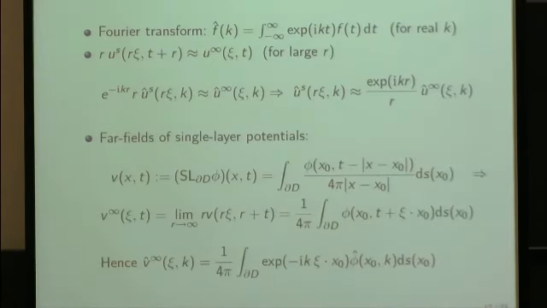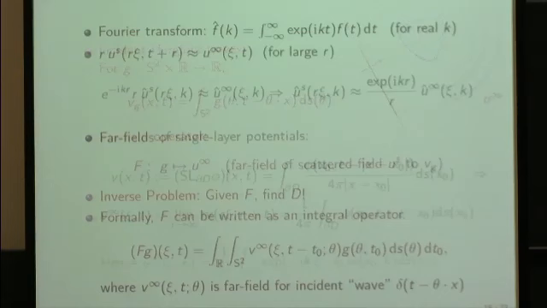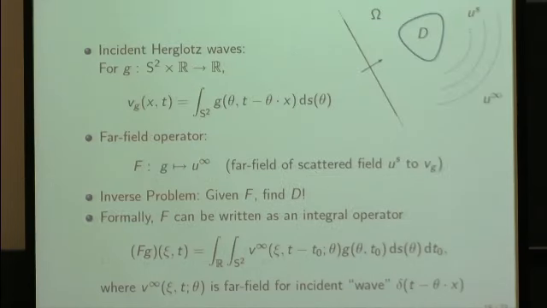A similar thing happens if you look at layer potentials. If you look at a single layer potential, then you can compute its far field pattern, and it's again an integral operator. If you Fourier transform that, you end up with exactly the expression that you know from the Fourier domain. So it's not new, it's just different. A different way of looking at things.